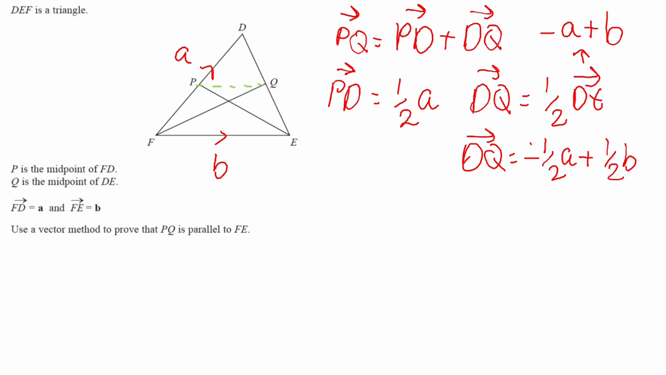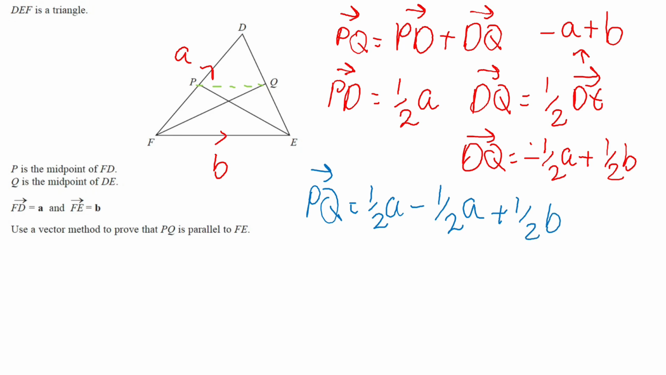Now I can put these all together by adding them as given up here, so that P to Q equals a half A, and then D to Q, and then you can see here we've got a half A minus a half A, so that actually cancels each other out. So P to Q equals a half B.